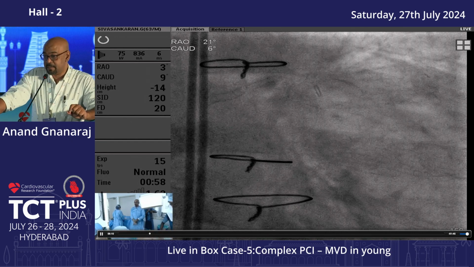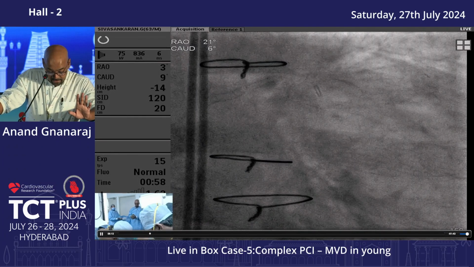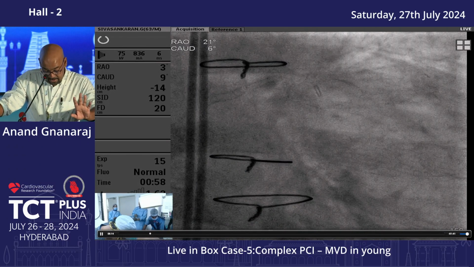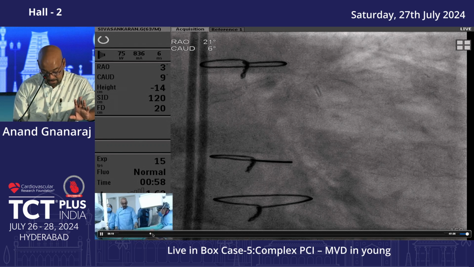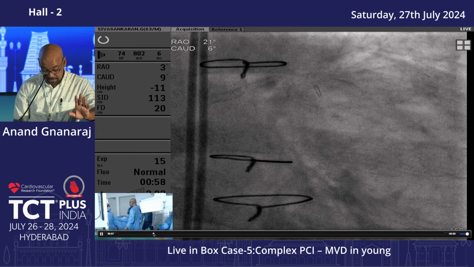So after about 5 minutes of massage and supports were started, things settled down. Anyway, I pulled out the RCA catheter and decided not to inject simultaneously in both.